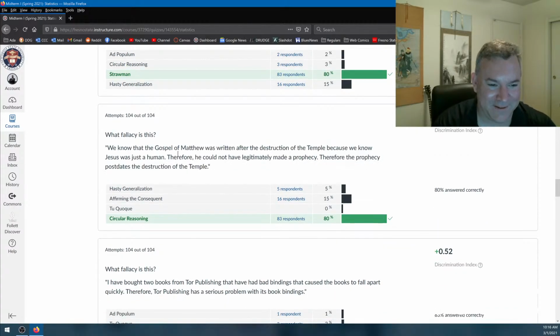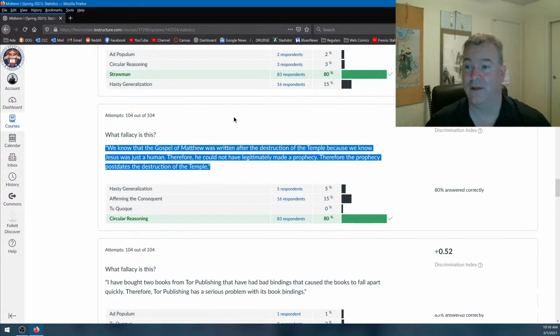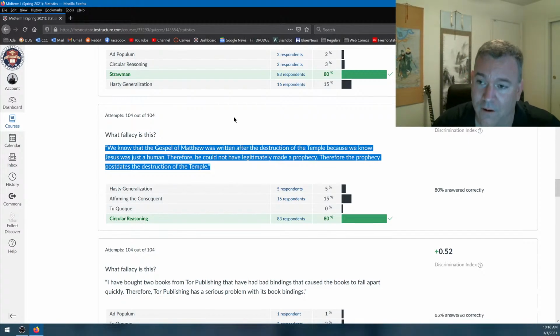Okay, what fallacy is this? We know the Gospel of Matthew. Oh yeah, so this is actually a very serious argument. People actually make this argument without any irony or awareness. They're making a circular argument, and the dating of the Gospels is a very interesting concept because the Gospels don't have any dates on them. And so people have tried dating Matthew, Mark, Luke, and John at different times.